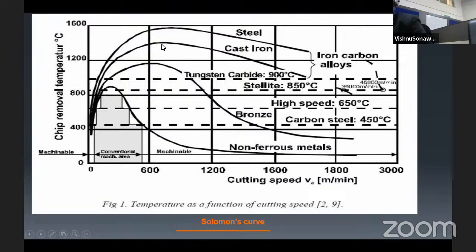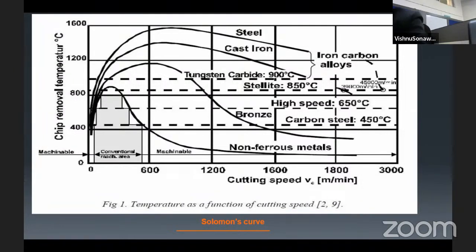But in cast iron material, the maximum temperature will again be reduced. At the time of steel, the chip removal temperature is 1600 degrees Celsius. But in cast iron, the temperature again goes down, to 1300 to 1400 degrees Celsius. Then next is the tungsten carbide. Tungsten carbide is at 900 degrees Celsius.